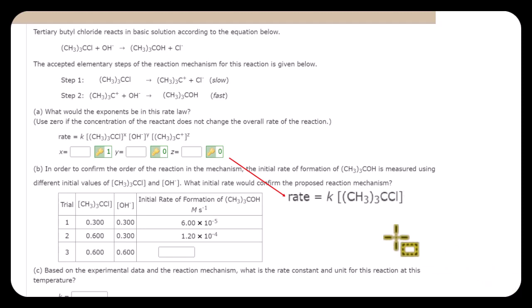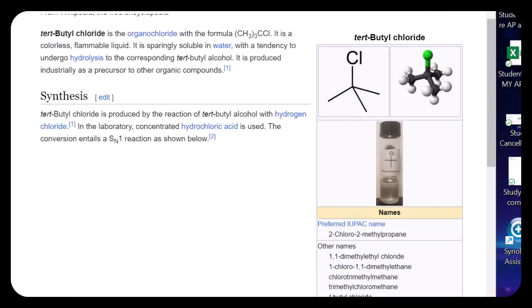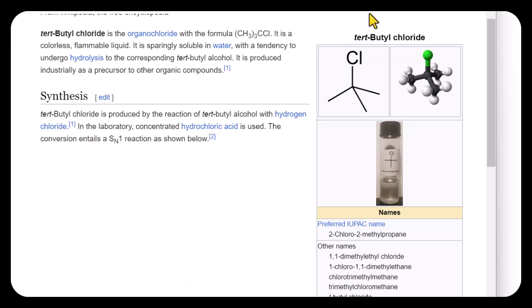Here we've got another reaction rate problem, and it starts off with this liquid called tertiary butyl chloride. In fact, usually this is just called tert-butyl chloride, which makes it nice and short, but it really should be called 2-chloro-2-methyl-propane, which means that it's built on a propane.